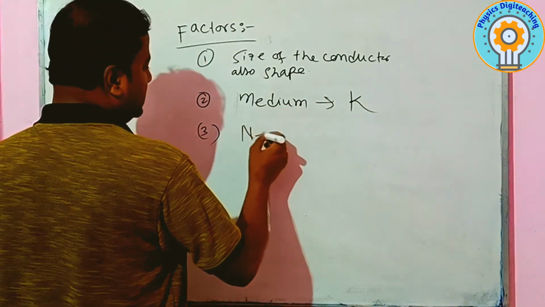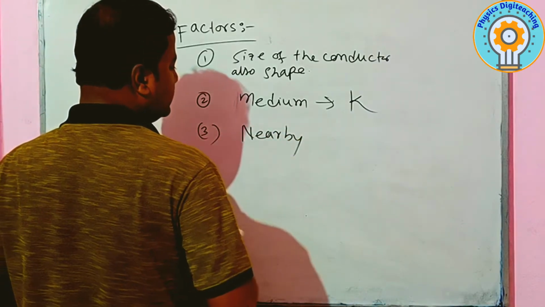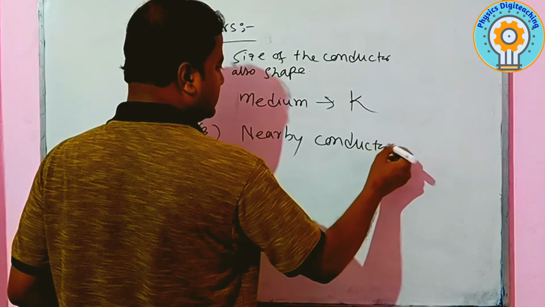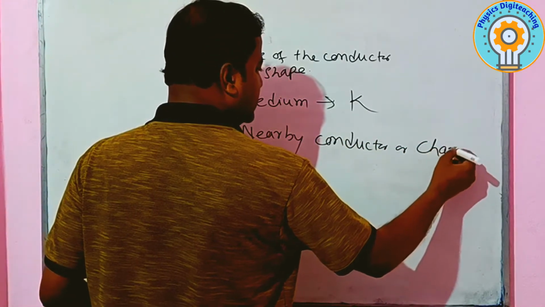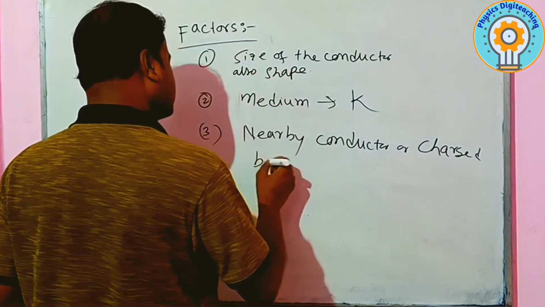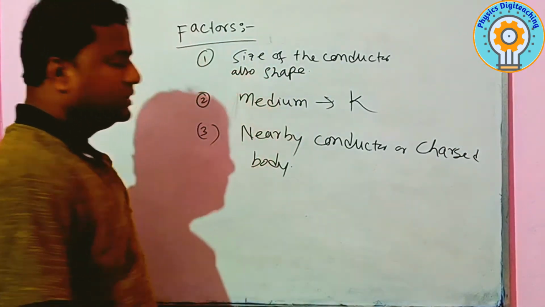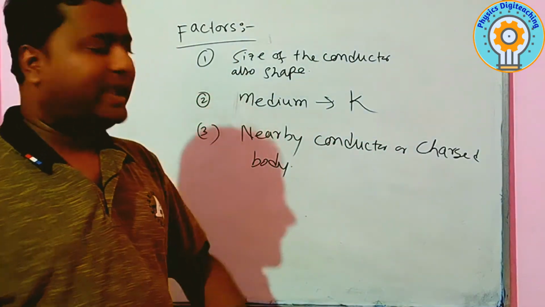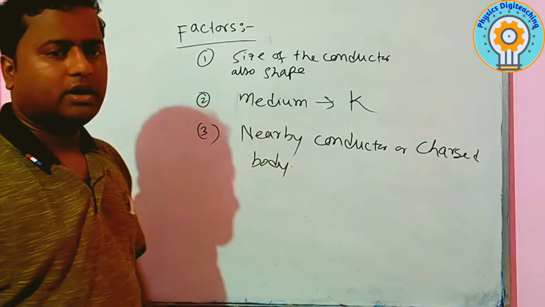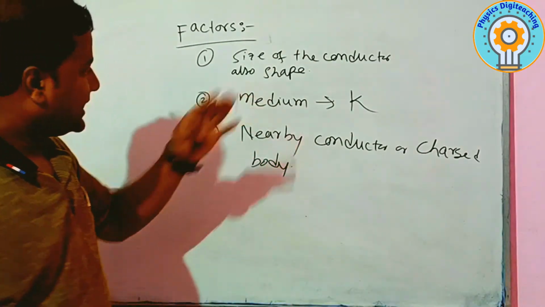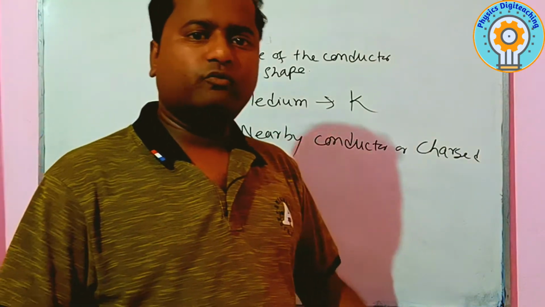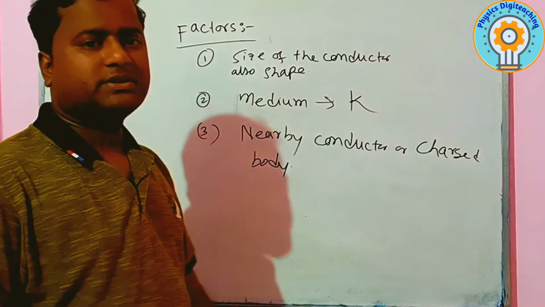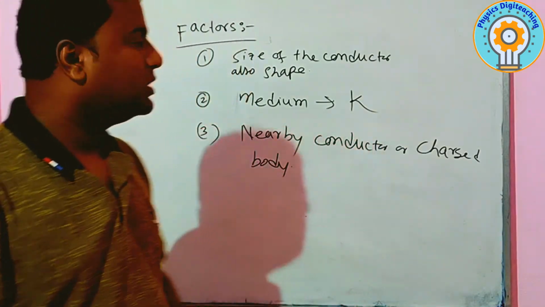Number 3, nearby conductors or charged body. If near a conductor there is another charged body or another conductor, then the capacitance of the given conductor will change. These are some factors which govern the capacitance of a conductor.